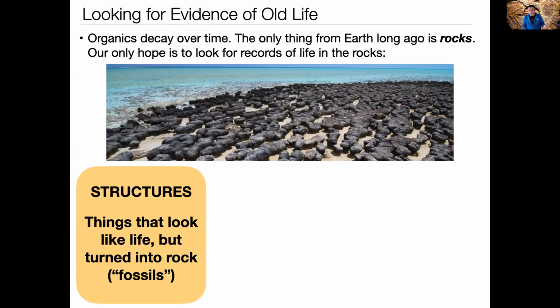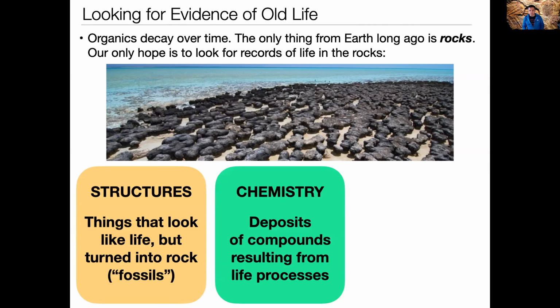Okay, so we look for things that look like life, but they have turned into rock, and those are what we call fossils. And we'll talk about that in a minute. We can also look for evidence of chemistry. So basically, life goes through processes which deposit compounds associated with their life processes, and those concentrations of compounds could also be concentrated in the rocks.